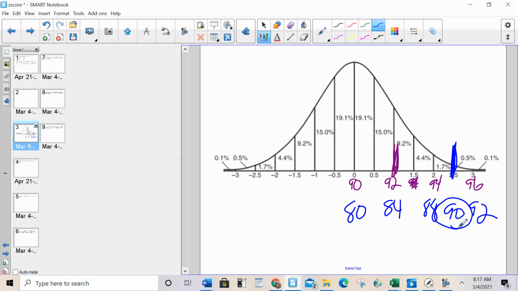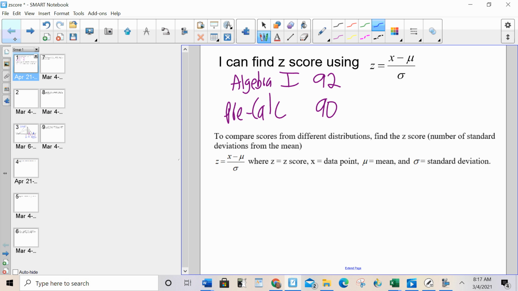So to measure this, we call it the z-score. And the z-score measures how many standard deviations you are above or below the mean. And we use z-score to compare scores from different events, from different distributions. So the formula is listed right here. Z equals x minus mu over sigma, where z is the z-score, x is the data point, the test score, or whatever the problem is talking about. Mu, we talked about, is the mean, and sigma, we talked about, is the standard deviation.